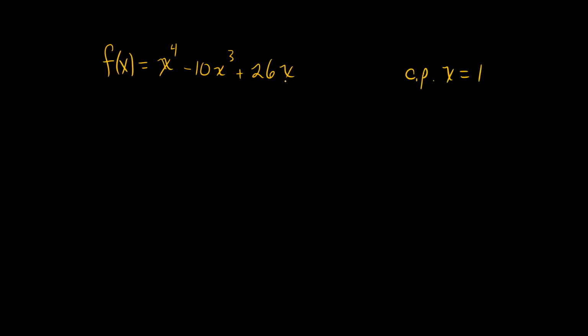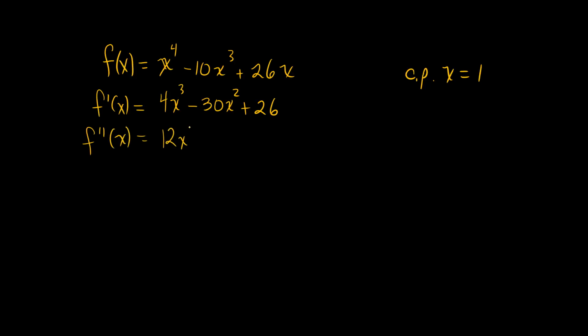And it wants to know if that critical point is a max or a min. And it says use the second derivative test. So apparently, I got to find the second derivative. So the first derivative, 4x cubed minus 30x squared plus 26. Gotten good at them power rules, right? And then the second derivative would be 12x squared minus 60x.